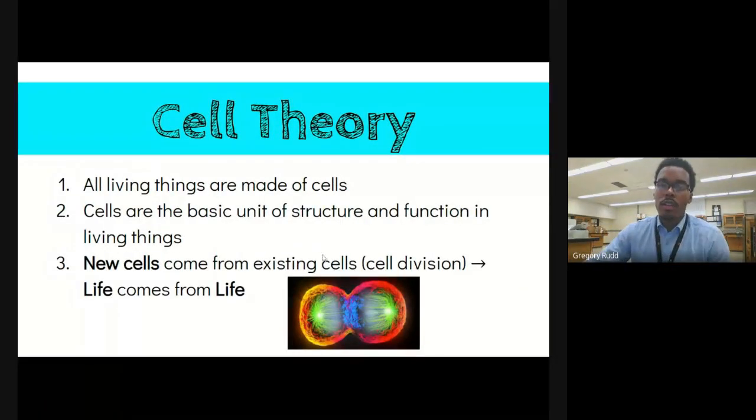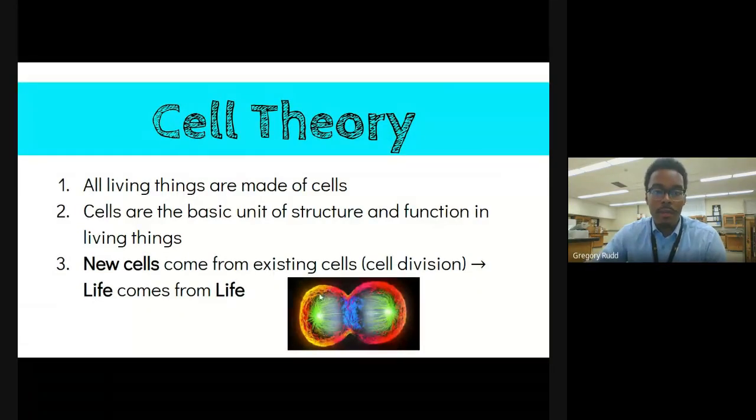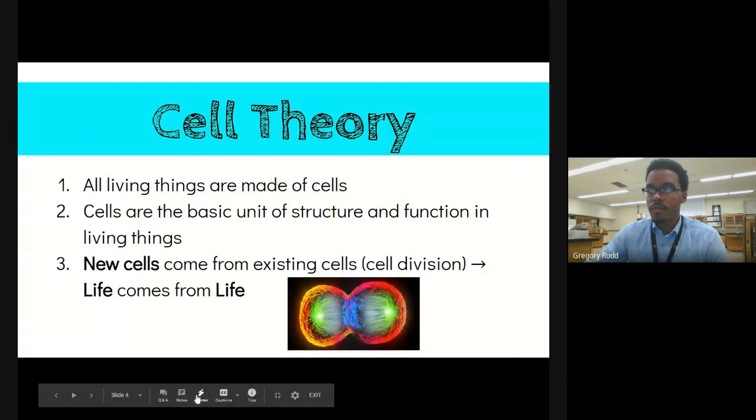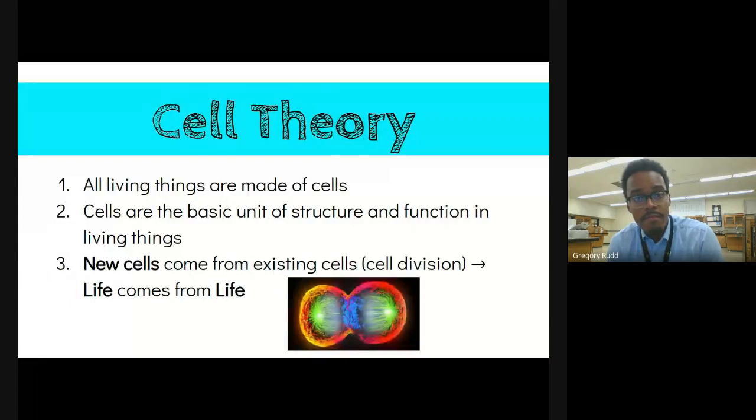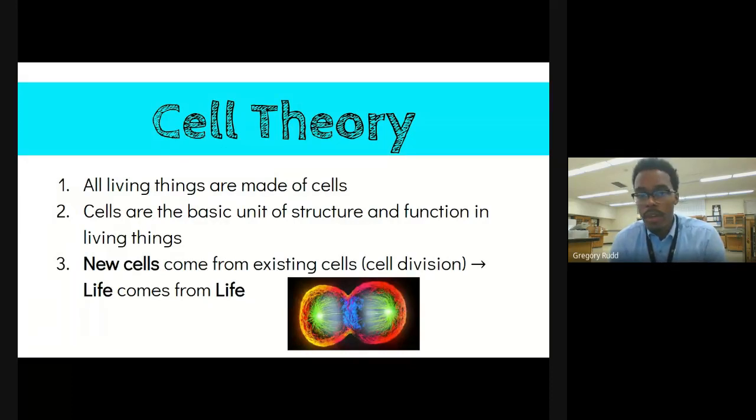So there are 3 important parts of what we call cell theory. Number 1, all living things are made of cells, and the number of cells could vary, and it does vary widely. Some living things are literally just 1 cell. But then our bodies are made up of trillions of cells. Not millions, not billions, but trillions of cells.